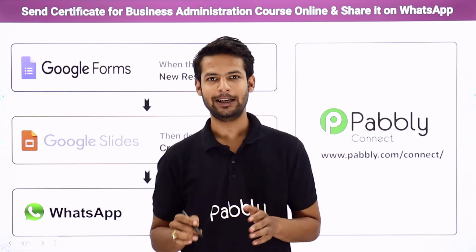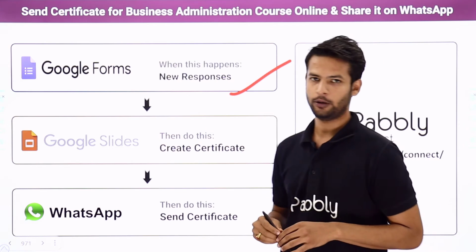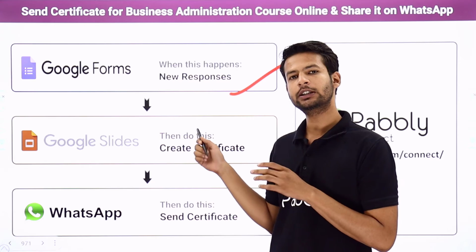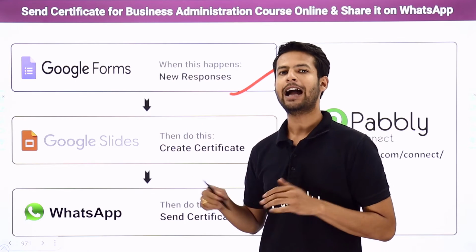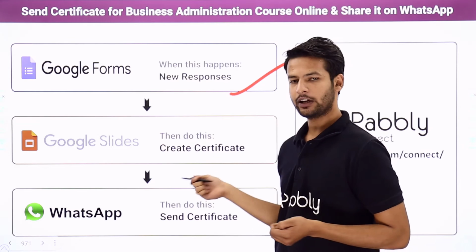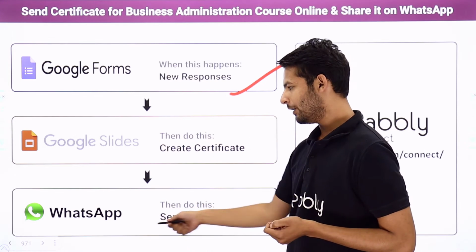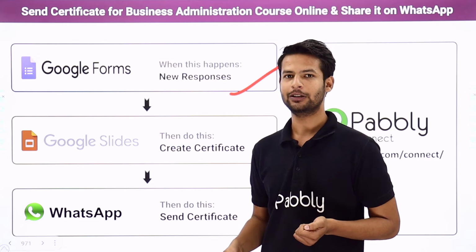You want something like, you have created a form for your students on Google Forms, okay? Now, the students just have to fill this form, and on successful form submission, automatically a certificate will be created for them, for that individual student, and again automatically it will be sent to them on WhatsApp.